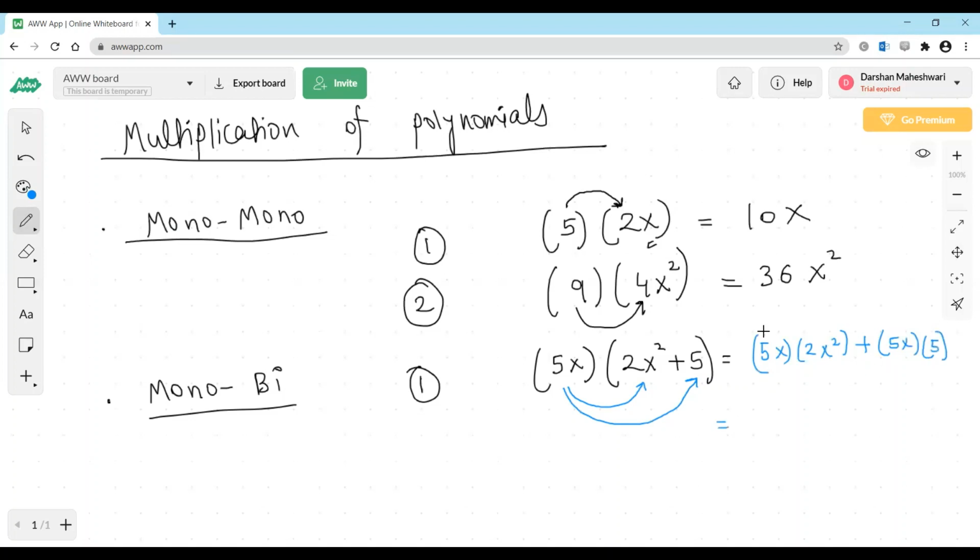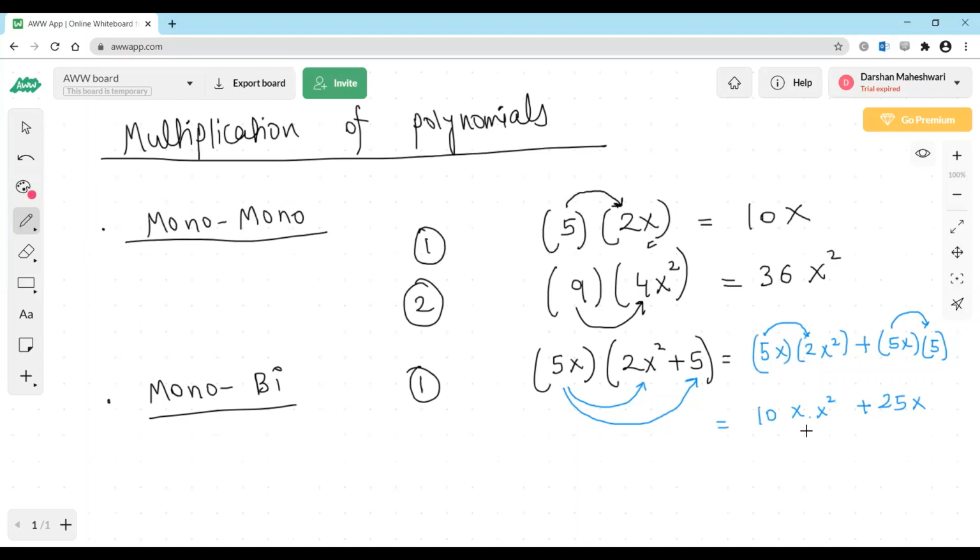Now, once again, these are monomial and monomial. So 5 times 2 is 10, and we have to do x times x square as well. And over here we have 5 times 5 is 25, and the x remains as it is.